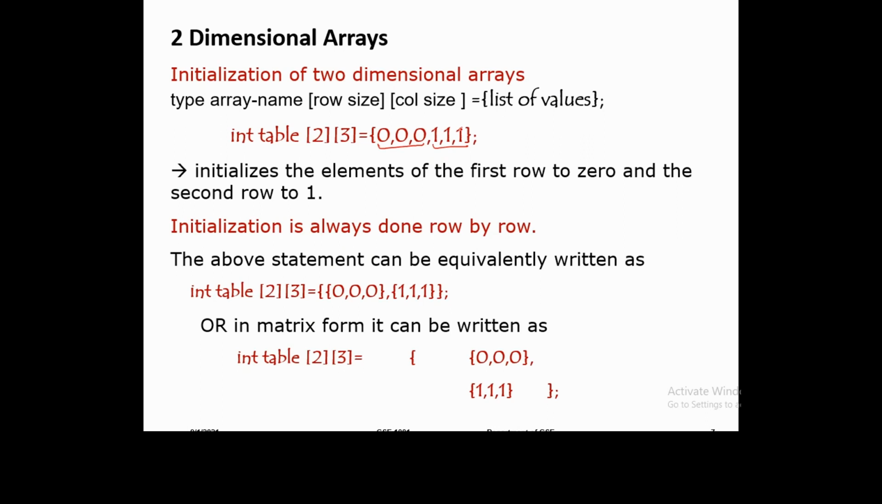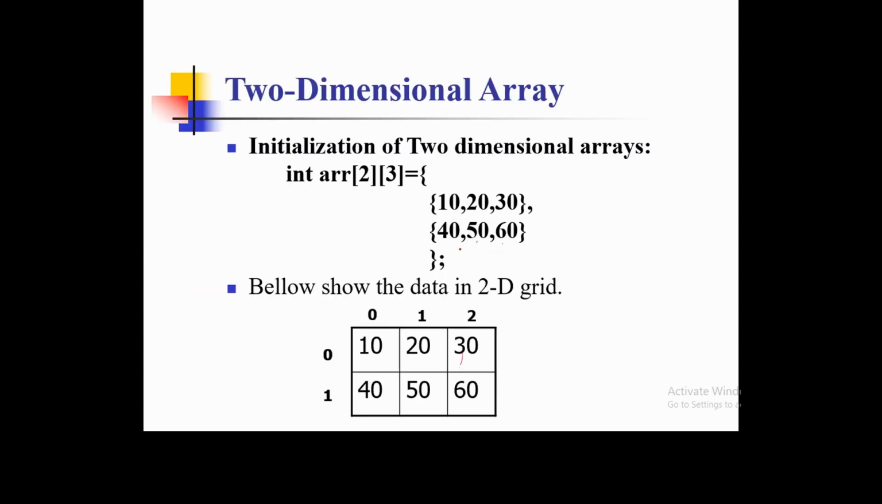So the initialization is always done by row. The above statement can be equivalently written like this. We can separately specify the rows using brackets. This is the first row, second row, like this. Or we can do so in matrix form as we have done in the previous slide. This is the matrix form.